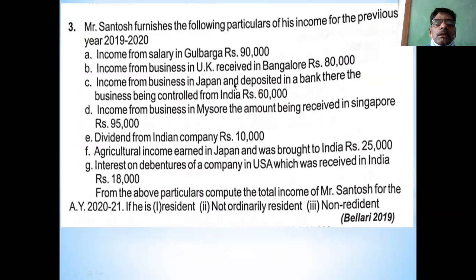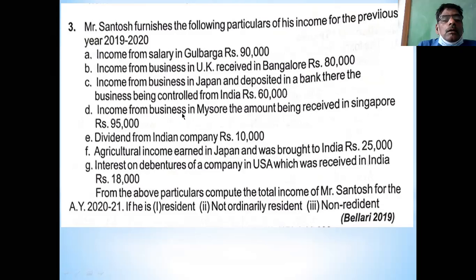Income from business in Japan, deposited in a bank there. Earned in Japan, received in Japan, controlled from India. Controlled from India. Therefore, it is taxable to ordinary resident and not ordinary resident. Comes to first column and second column.